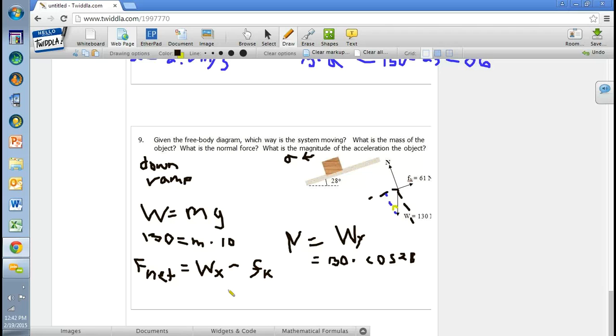Okay. Now I know what Fk is. That's the 61. What trig function is going to help me figure out what Wx is? Sine. So that's going to be 130 minus, I only have 3 minutes left, minus, oops, 130 sine of 28 minus the friction, which is 61. Don't forget, now this is where we plug in what F net is. It's MA, which is, the mass you said was 13. So it's going to be 13A, and then you can solve for A.